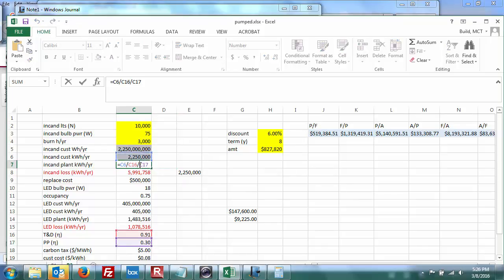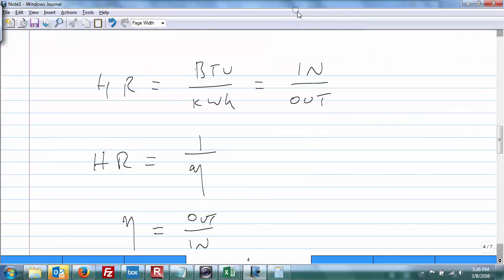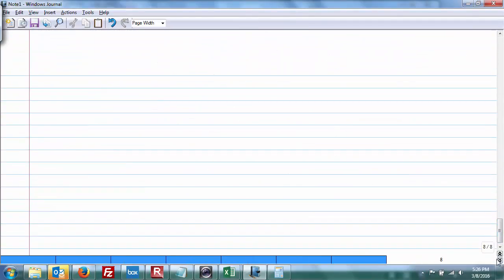Okay, so this number, what I'm doing is looking at how much power is delivered versus how much is coming out of the plant. Now, I'm not 100% sure that's correct, so let's just do it pencil and paper, because I know how to do it. So efficiency, let's start with our equation. Efficiency equals energy out over energy in.